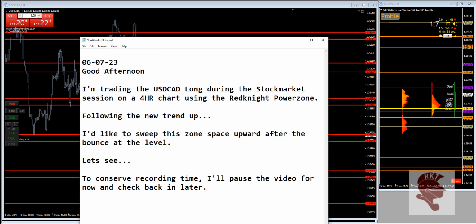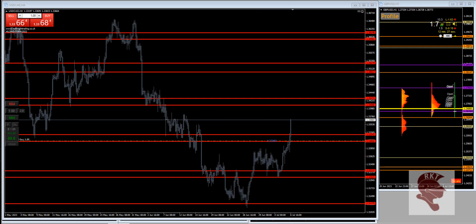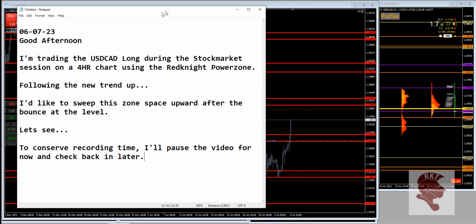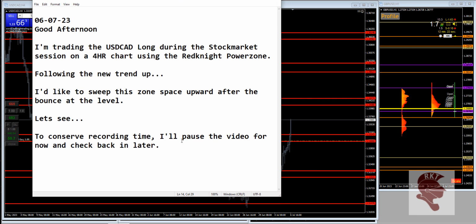Now the cartels, they don't just trade at any place on the chart. They do trade at specific areas, and that's what these power zones highlight: the areas where liquidity is more likely to be.